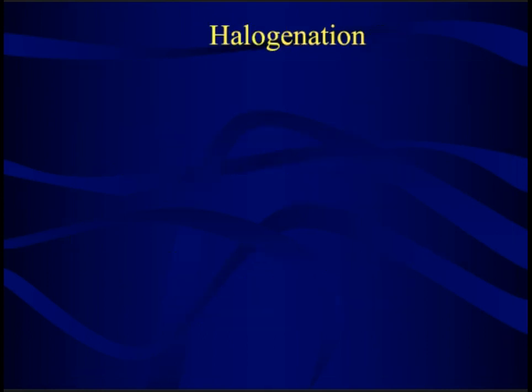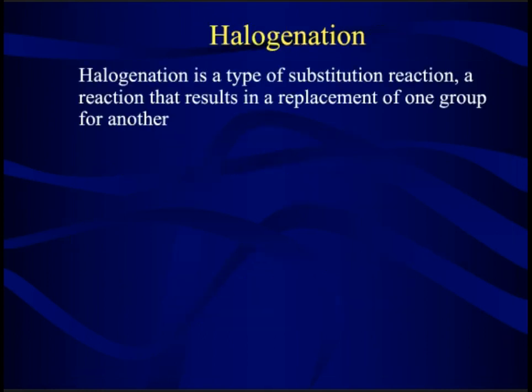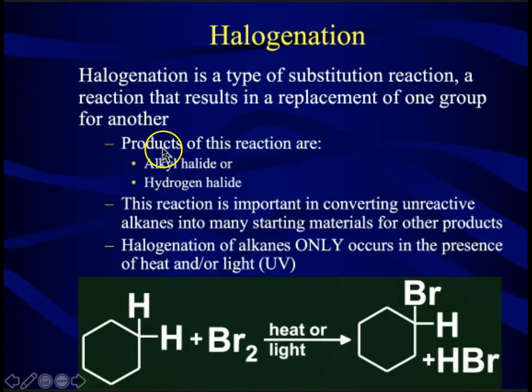So now let's look at our halogenation. Halogenation is a type of substituent reaction, a reaction that results in a replacement of one group for another. When we replace a hydrogen with a halogen, we're going to get a product of an alkyl halide. Alkyl, remember, means substituent, halide means halogen, so a halogen hanging off the side, or a hydrogen halide. This reaction is important in converting unreactive alkanes into many starting materials for other products.